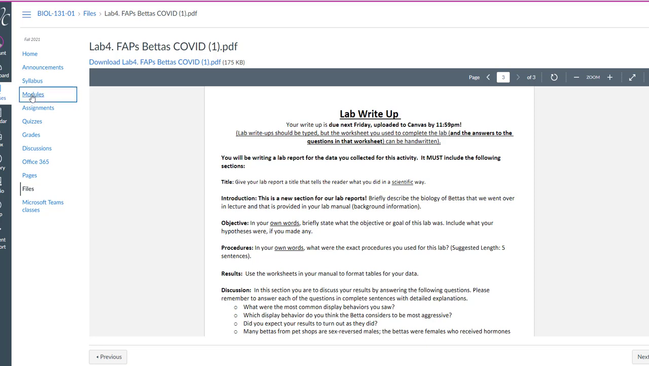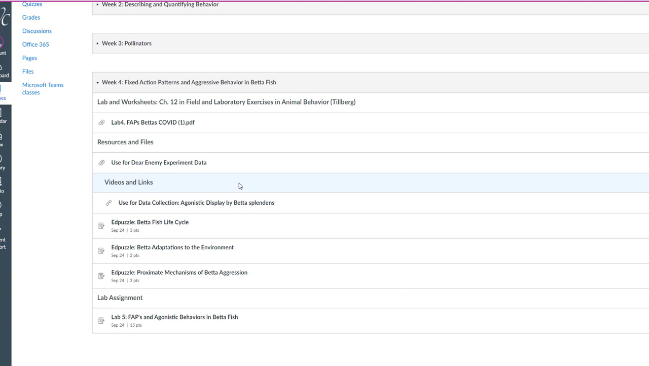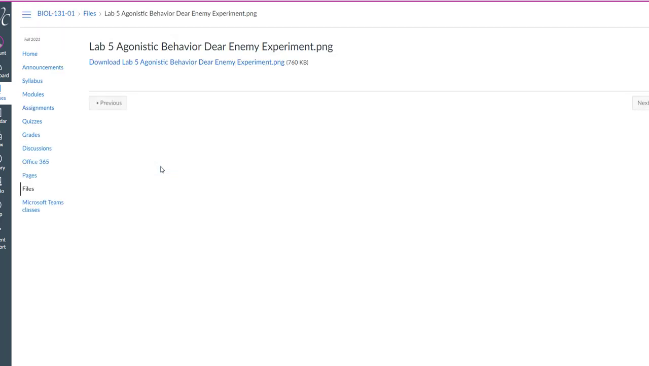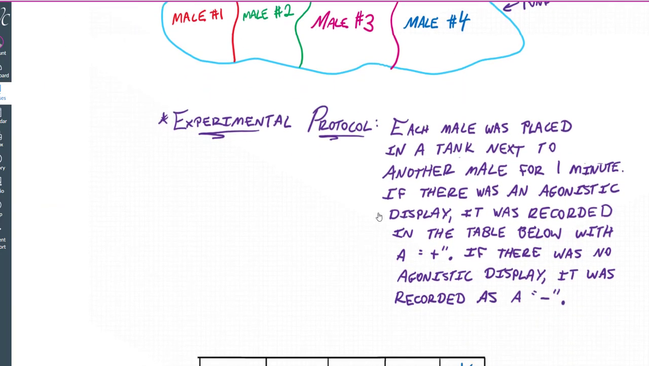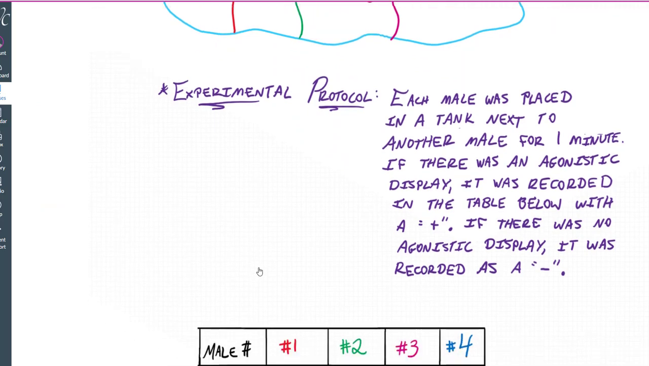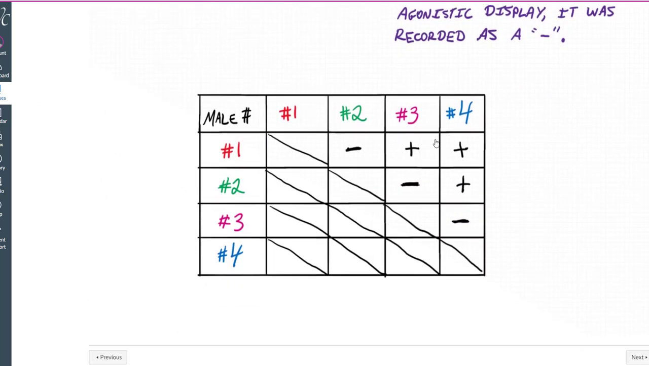All right, so if we navigate back to the module, here's the dear enemy experimental data. Okay? It's actually just a PDF. So it shows you the territories for the males, okay? Gives you experimental protocols, and then the data that was collected during this experiment. So assume the experiment's already done.